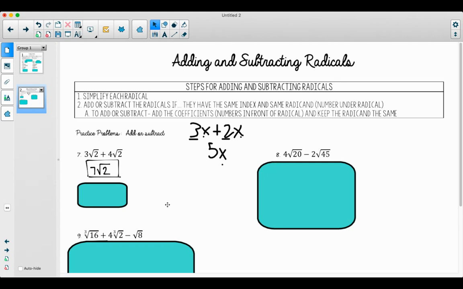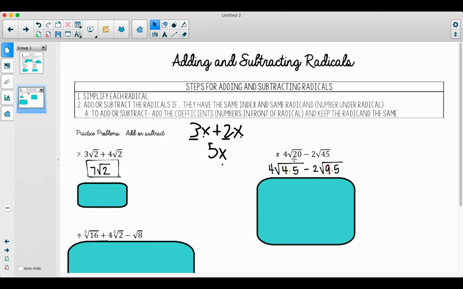In practice problem 8 and 9, we are going to have to simplify radicals. Because if we look at number 8, it's 4 the square root of 20 minus 2 the square root of 45. There's a perfect square hidden inside 20, and there's a perfect square hidden inside 45. So think back to what we did the previous page. I need to start by working with 20 and 45. So 20 I can break down as 4 times 5. 45 I can break down into 9 times 5.